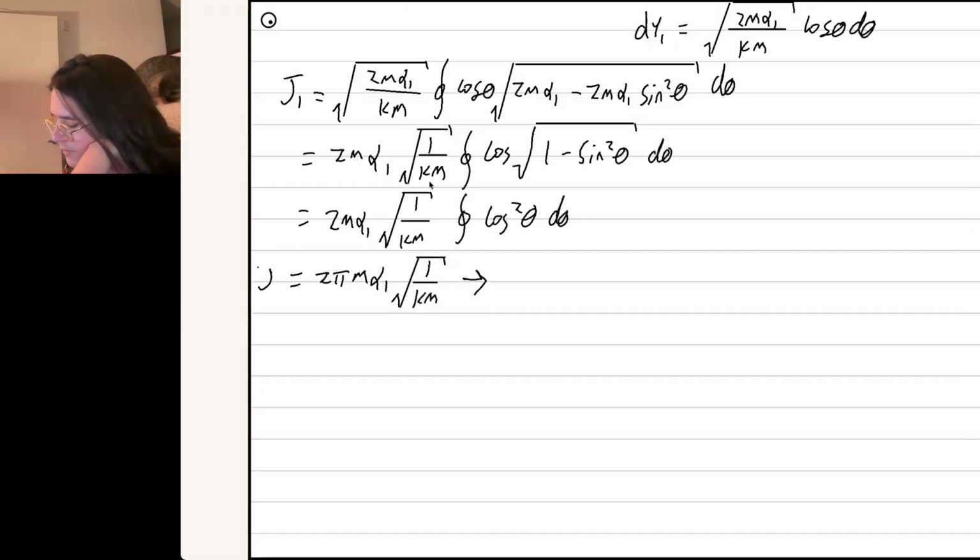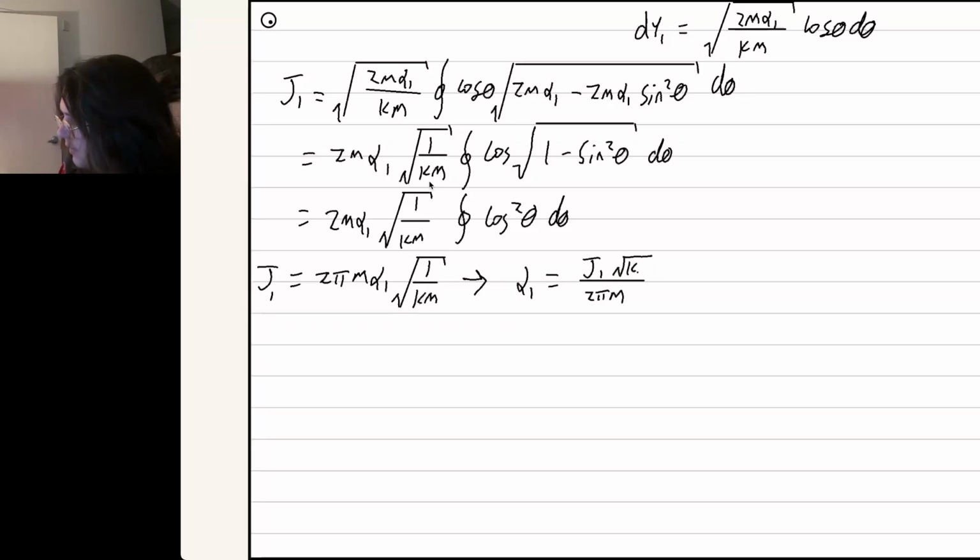This is J1. We're going to have to do partial derivatives on the Hamiltonian of the actions, so we need to actually solve for alpha. So it's going to be J1 over 2 pi m, and then up top is going to be k over m, or root km. Yeah. All right, continuing.